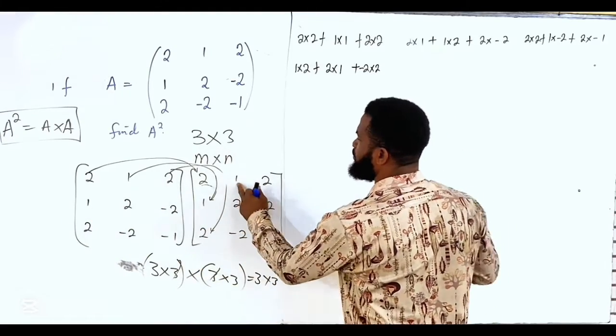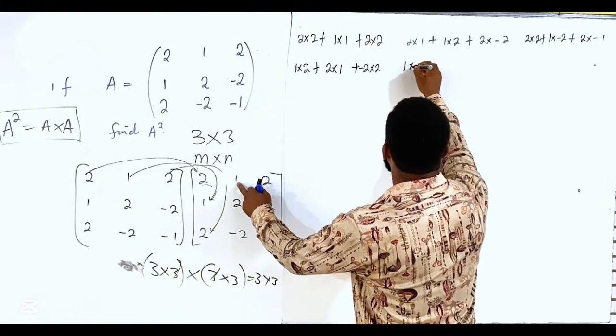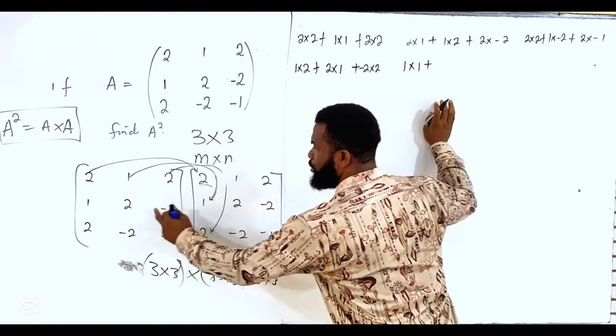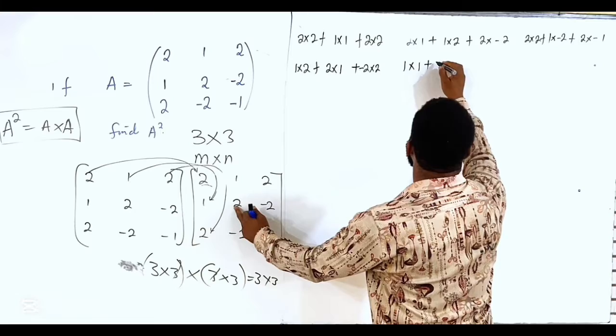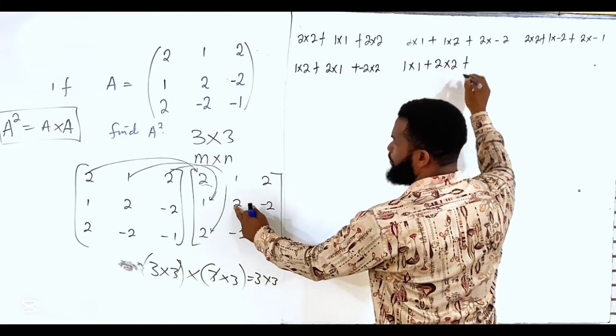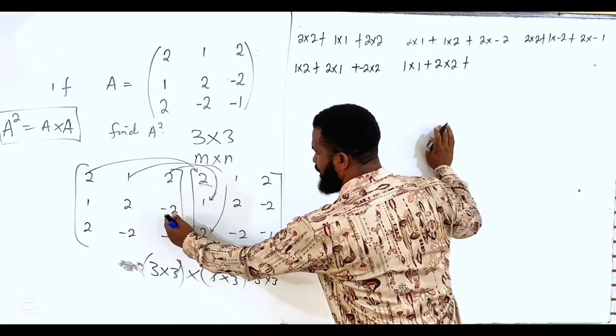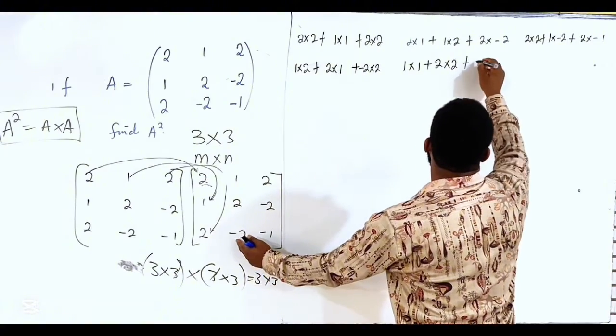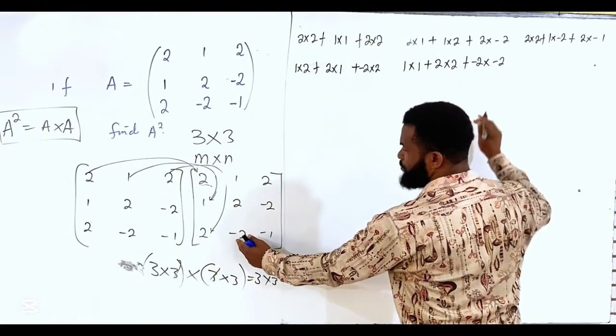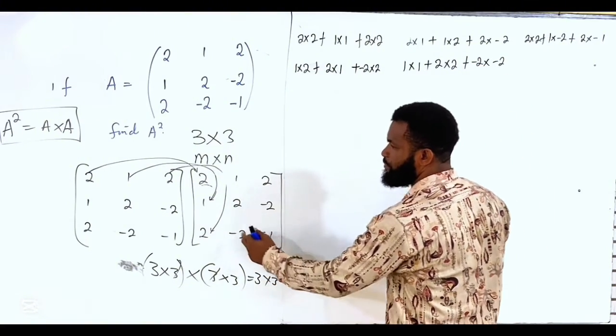1 times 1 plus 2 times 2 plus minus 2 times minus 2. I am done. Then I'll go for this one.